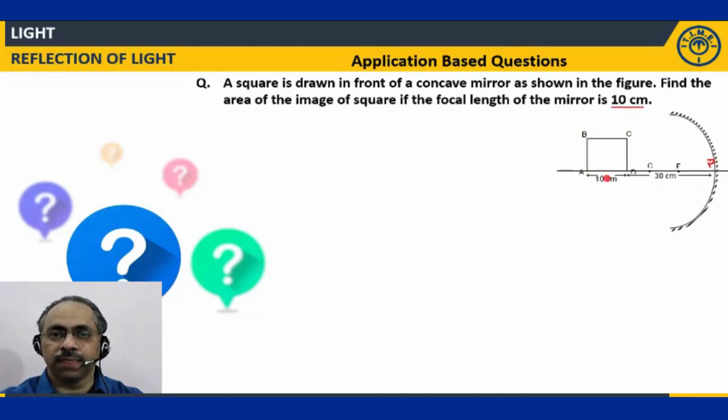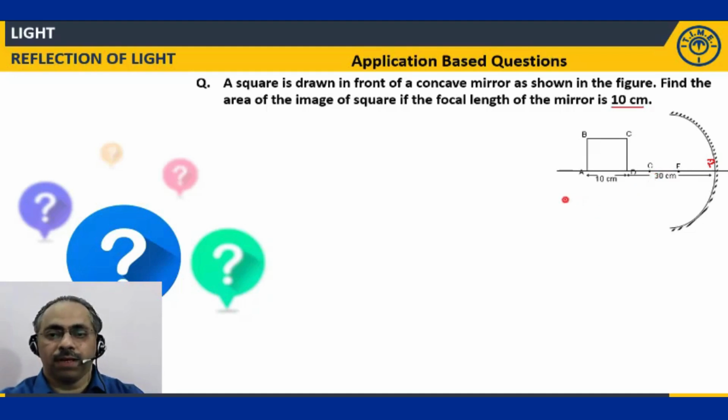If you see the object here, the square is placed along the axial line. The AB part of the square is away from the mirror compared to the CD part. Both the parts AB as well as CD are beyond the center of curvature. So what is happening? The image for both these parts will be formed within the distance between C and F. So I'll get the image over here between these two points.